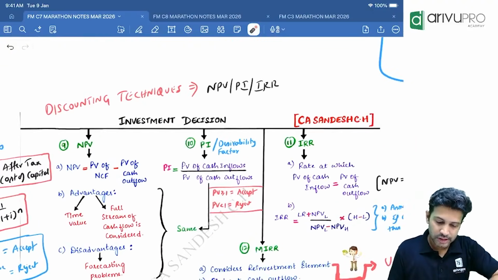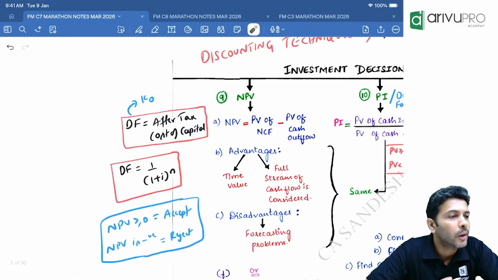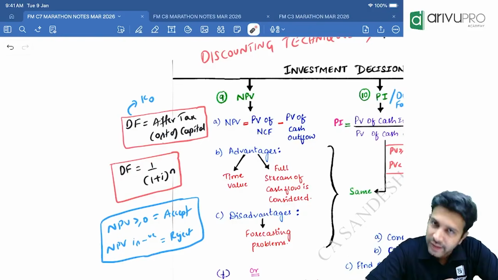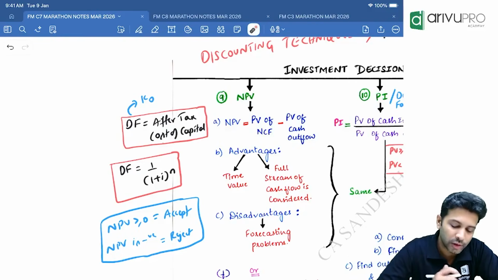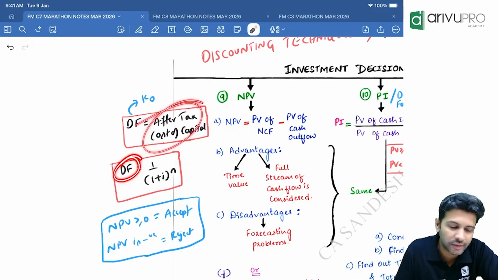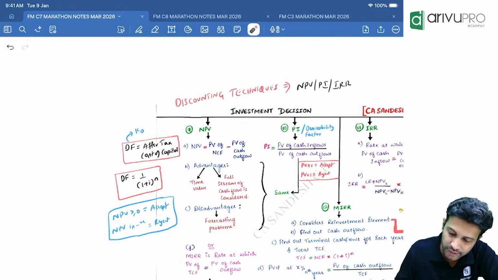That's about this. Next, how do you find the discount factor? What's the formula? 1 divided by (1 plus i) whole power n. i is the interest rate, which will be given to you in the question, and n is the number of years. And this discount rate is always the after-tax cost of capital. They will give it to you in the question. You just need to take that.